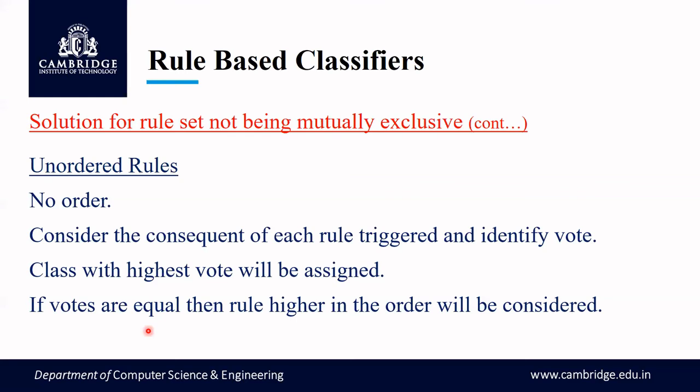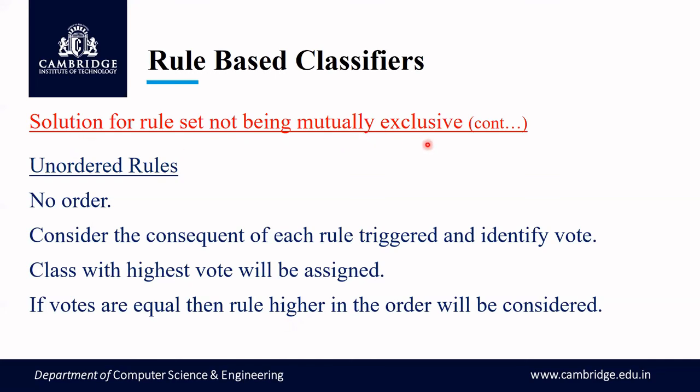So what will we do if the votes are equal? In that case, the rule higher in the order will be considered. If votes are equal, then the rule higher in the order will be considered, because there is no particular order in which we are deriving, but we would have constructed the rule set. So if the votes are equal, we will take the rule higher in the order to assign the class. In that case also, I think reptiles will get assigned, correct? Okay, so this is your solution for mutual exclusiveness.